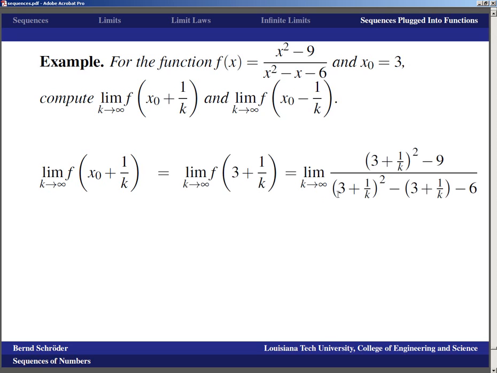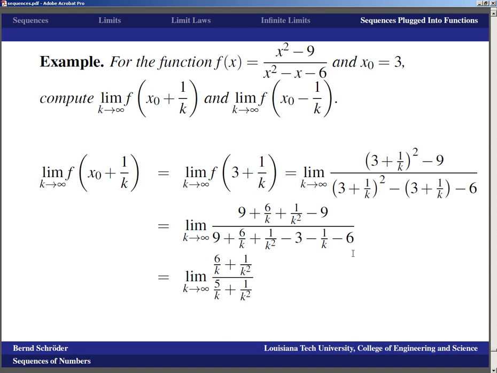So we get the limit as k goes to infinity of (3 plus 1 over k) quantity squared minus 9, divided by (3 plus 1 over k) quantity squared minus (3 plus 1 over k) minus 6. We multiply that out. We get 3 squared is 9 plus 2 times 3 times 1 over k, which is plus 6 over k, plus (1 over k) quantity squared, which is plus 1 over k squared, minus 9, divided by 9 plus 6 over k plus 1 over k squared, because that's just (3 plus 1 over k) quantity squared again, minus 3 minus 1 over k minus 6. We see that the 9 minus 9 goes away here. We also see that the 9 minus 9 goes away here.